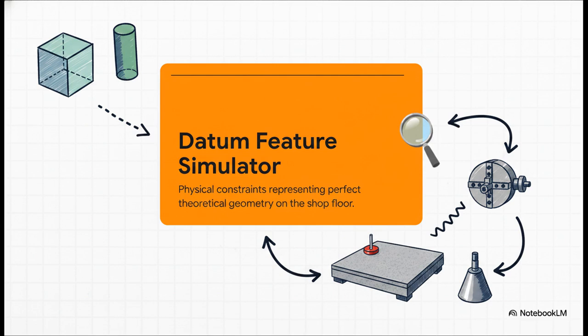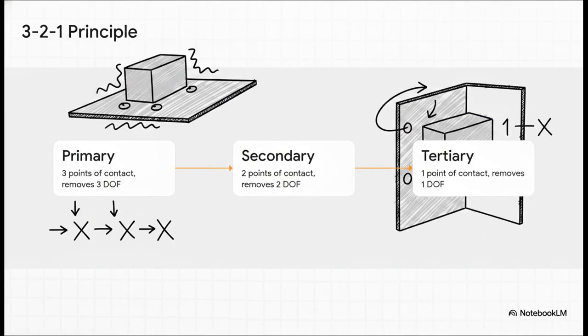So we use what the standard calls a datum feature simulator. These are the real, physical manifestations of those perfect theoretical planes. Think of a highly calibrated granite surface plate, a precision chuck, or a custom collet. These physical simulators are what tangibly lock the part down so it can be reliably machined or checked with a coordinate measuring machine. Let's see how this actually builds using the famous 3-2-1 positioning principle.